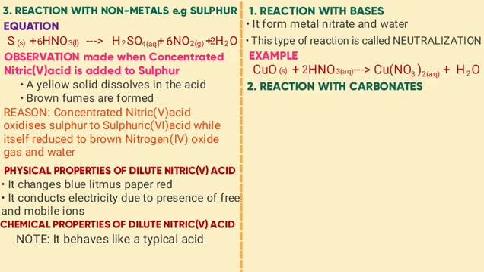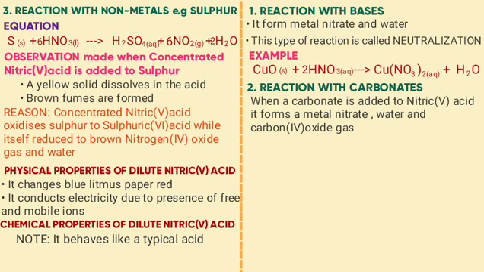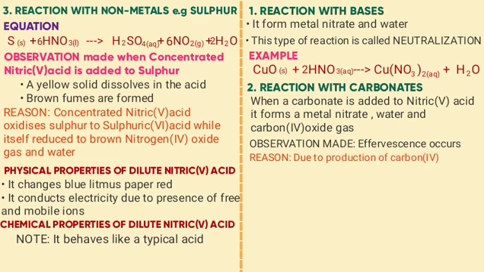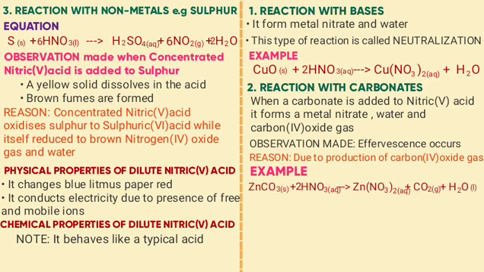Reaction number 2, reaction with carbonates. When carbonate is added to nitric 5 acid, it forms a metal nitrate, water, and carbon 4 oxide. Observation made during the reaction: effervescence occurs. Reason: due to production of carbon 4 oxide gas. Example of a reaction: equation: zinc carbonate plus nitric 5 acid, arrow, zinc nitrate plus carbon 4 oxide plus water. Balance the equation, place 2 with the nitric 5 acid.